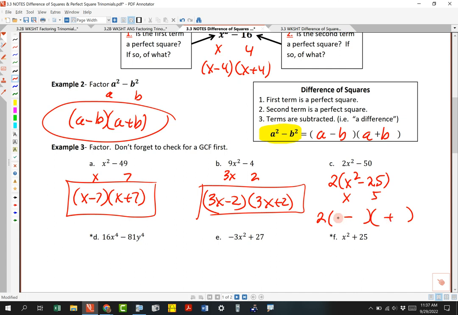Megan, what's the first one? X minus 5. And the second one would be the opposite of that. So x plus 5. We put a box around that. We're all set to go. Any questions?